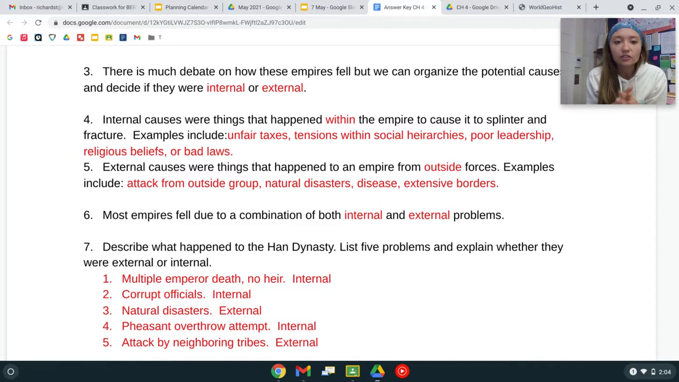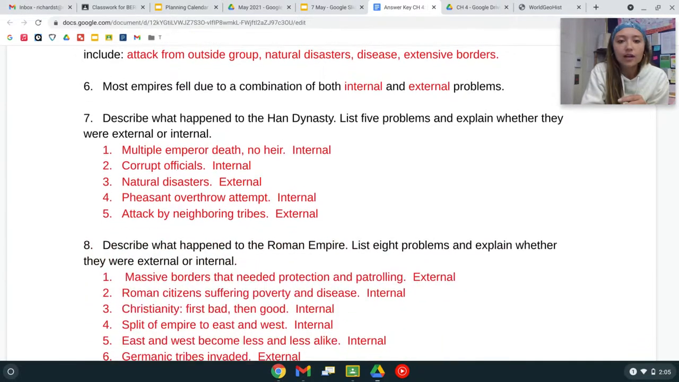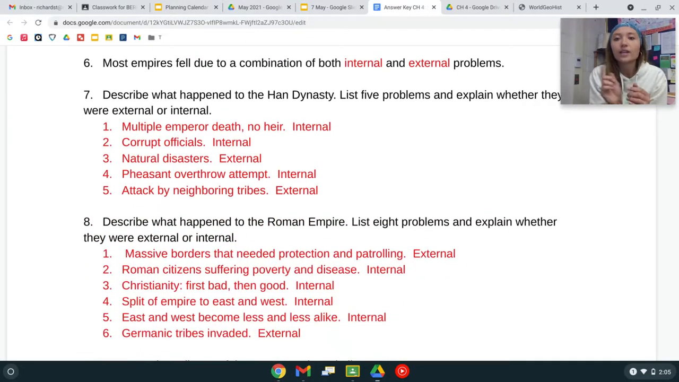Number 5, external causes were things that happened to an empire from outside forces. So things that other people were doing that negatively affected the empire or the dynasty. Examples include attacks, natural disasters, diseases, or extensive borders. So borders that went out a little bit too far and then people kind of came in. Number 6, most empires fell due to a combination of both internal and external problems.